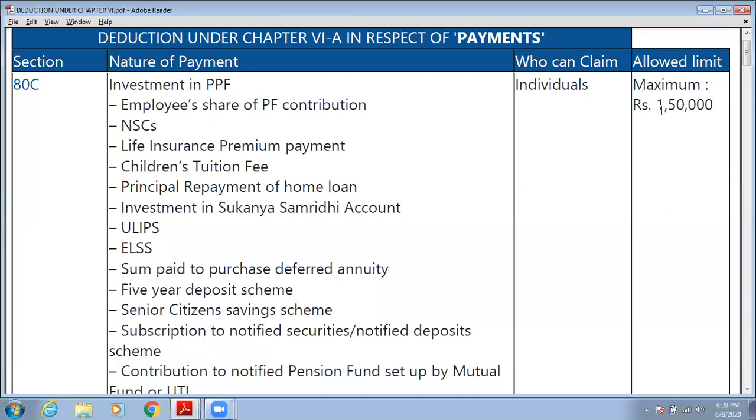Deduction will be allowed for a maximum of 1,50,000. So the maximum amount of deduction in section 80C will be 1,50,000. Okay, so this is the section of 80C. अगर आप इन किसी भी स्कीम में कुछ अमाउंट इन्वेस्ट करते हैं तो आपको 80C में डिडक्शन मिलेगा. डिडक्शन अमाउंट will be 1,50,000.